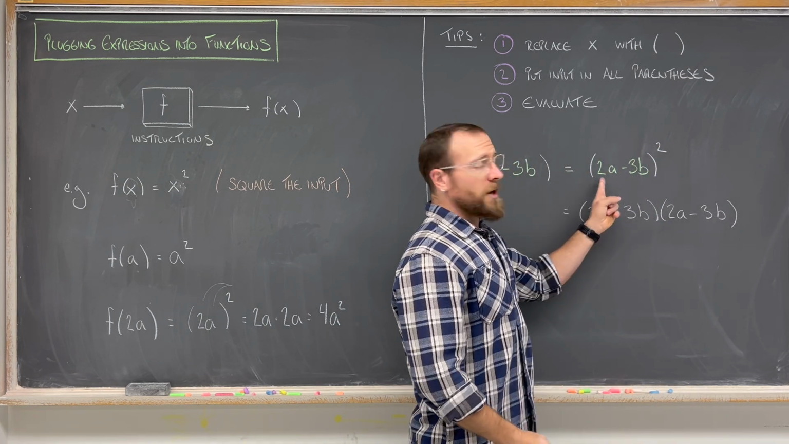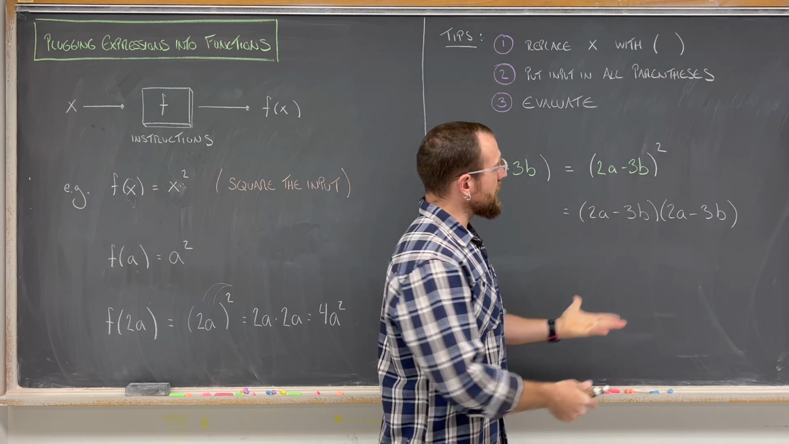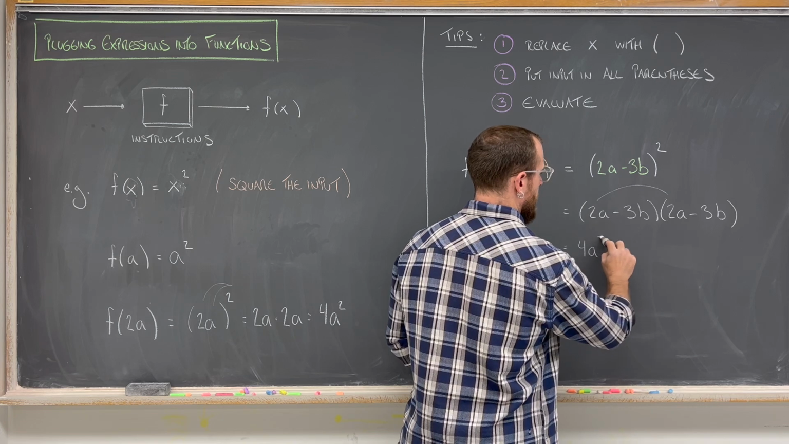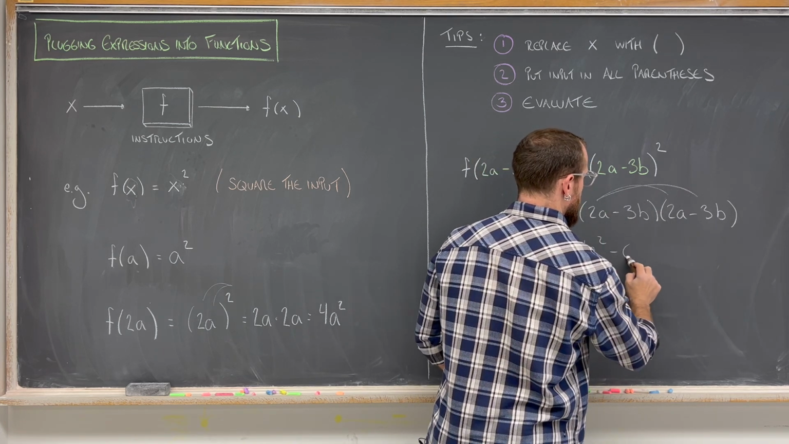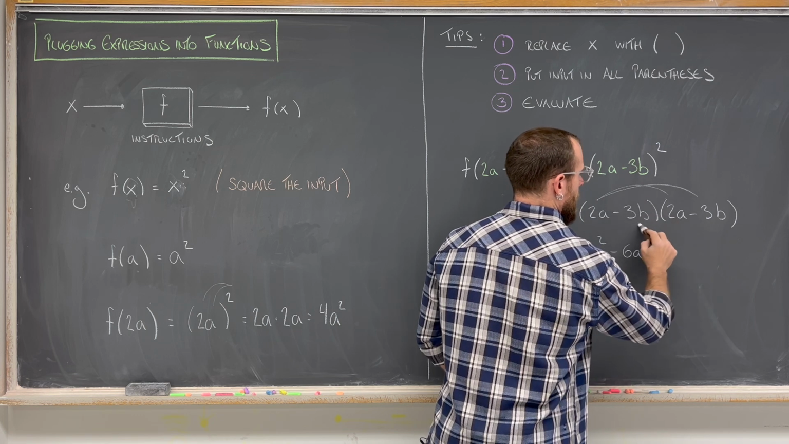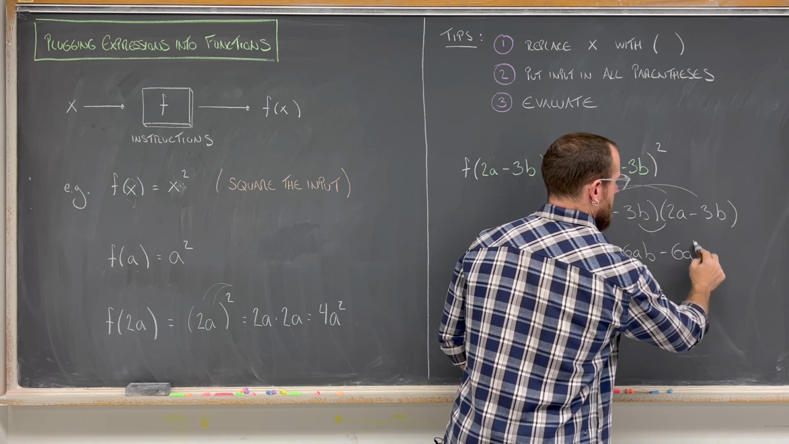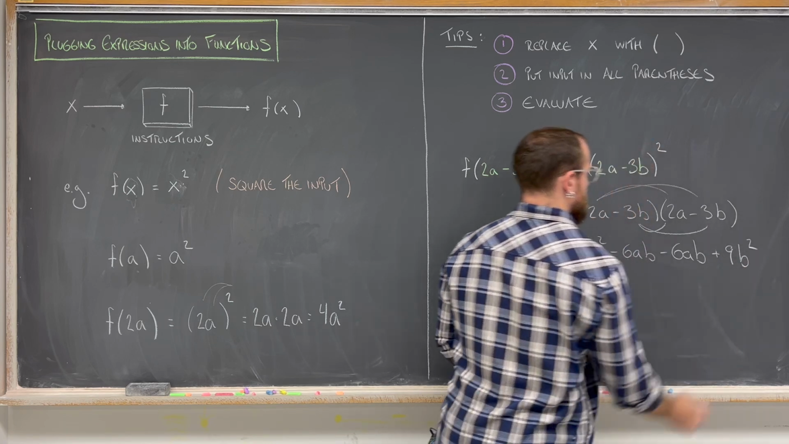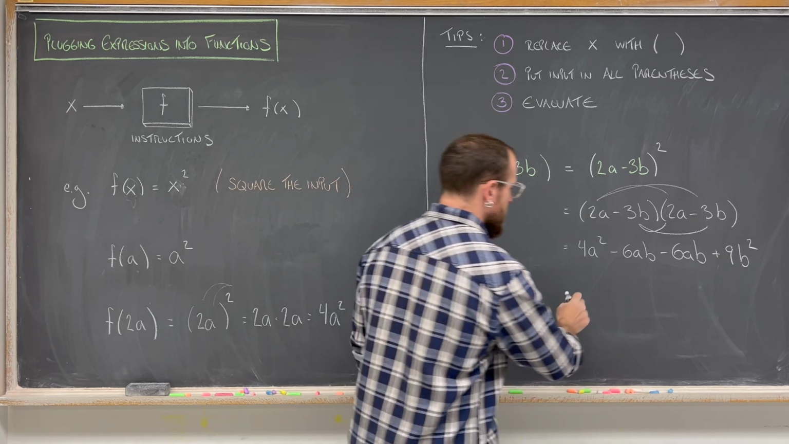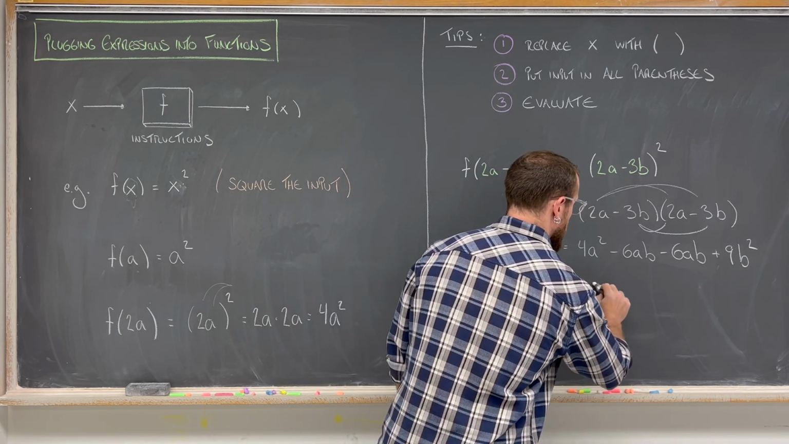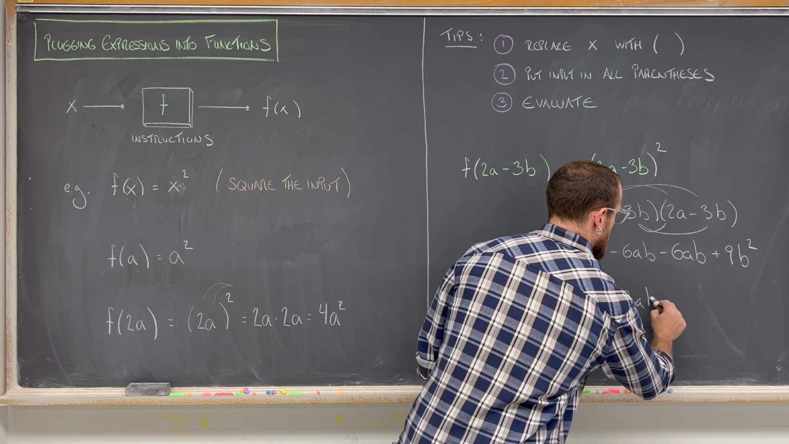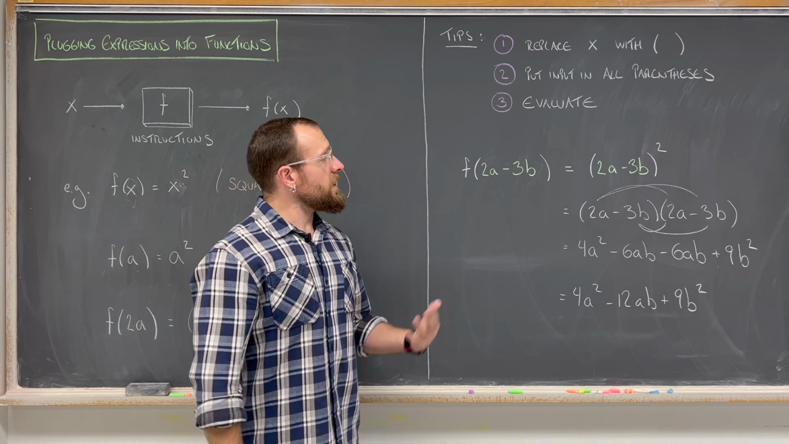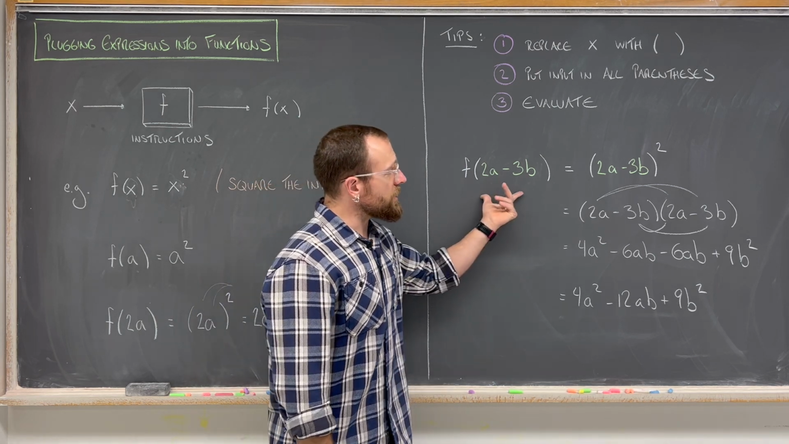Don't you dare just square the 2a and square the 3b. You'd be missing out on some of the multiplications. There's actually 4 multiplications: 4a squared minus 6ab, minus 6ab again, plus 9b squared. And generally I want to combine similar terms, so I would call this 4a squared minus 12ab plus 9b squared. Okay? And this is how you plug an expression into a function.